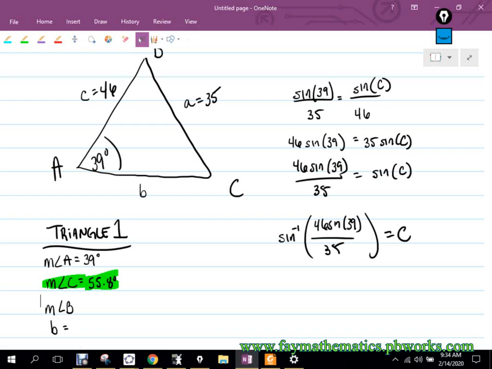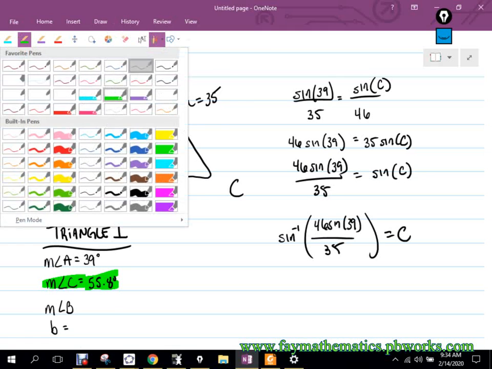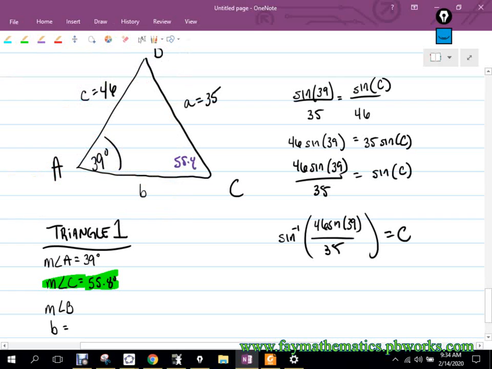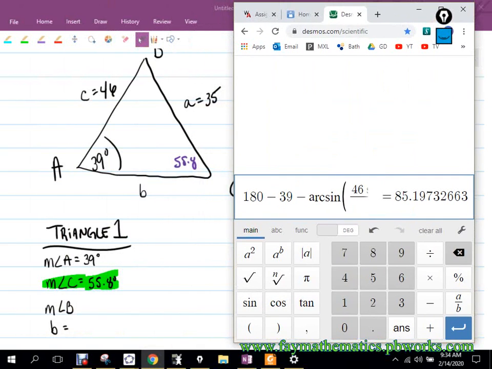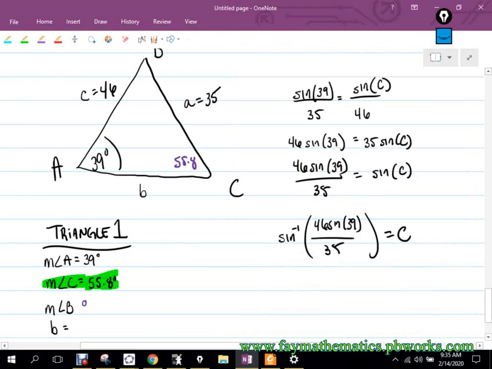We've got to find angle B, and I've got to find lowercase b, and then we'll see if triangle 2 actually works. So if that angle right there is 55.8, can I find what angle B is? Yes. 180 minus 39 minus that would give me angle B, right? That's just the triangle angle sum theorem. If you know two angles, subtract them away from 180, and you'll get the third angle. So angle B for us is 85.2.